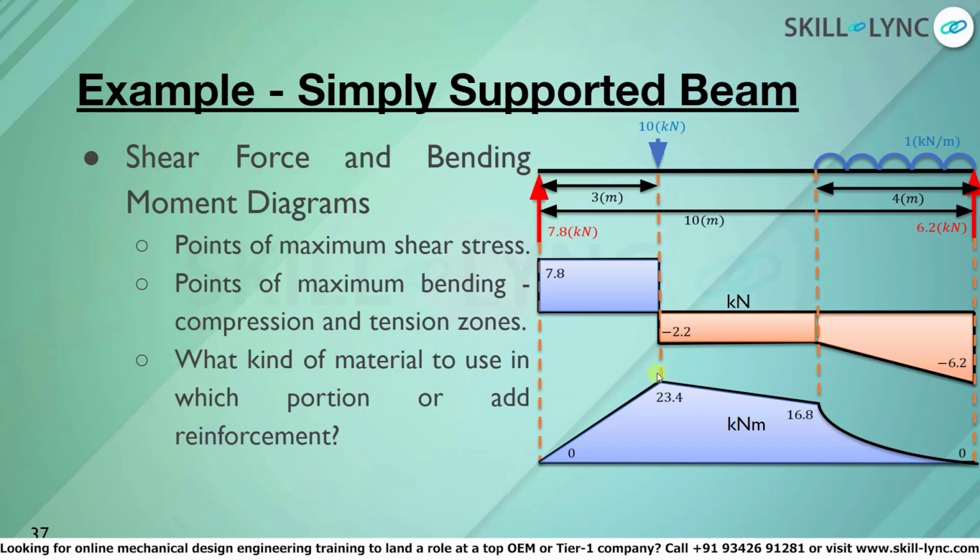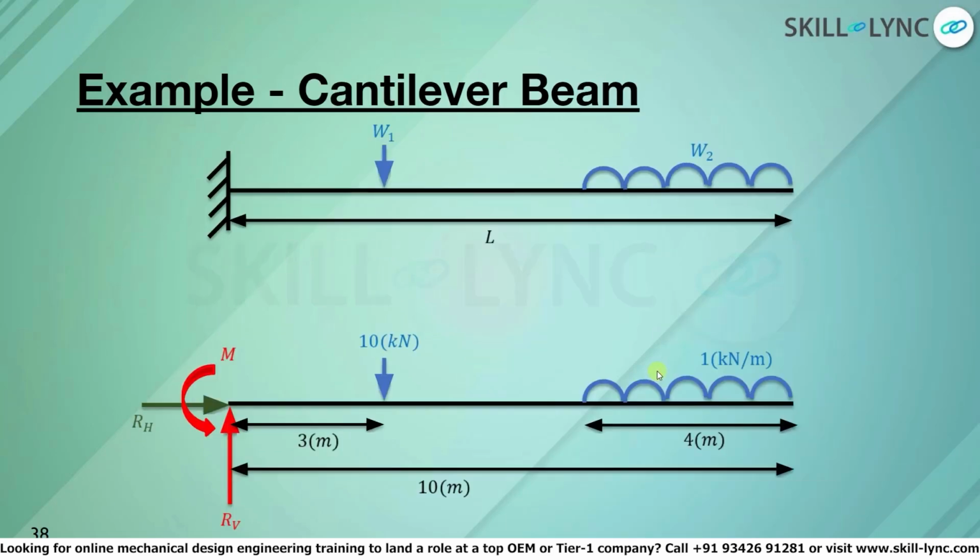Our previous example was a simply supported beam. Let us take the example of a cantilever beam this time. A cantilever beam is fixed on one end and free on the other, as we saw earlier.